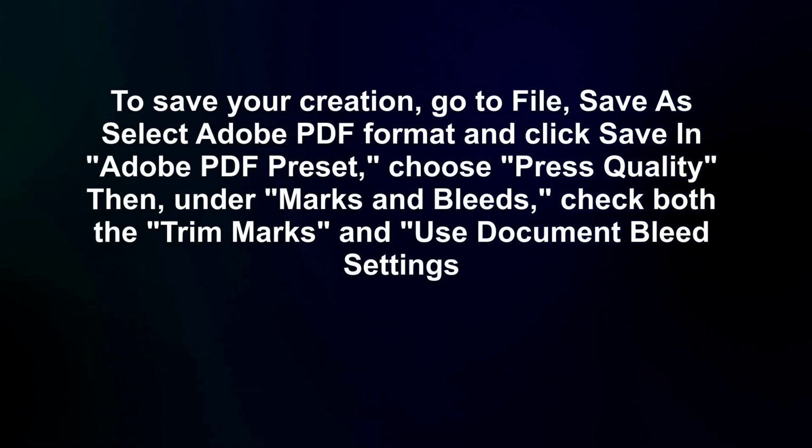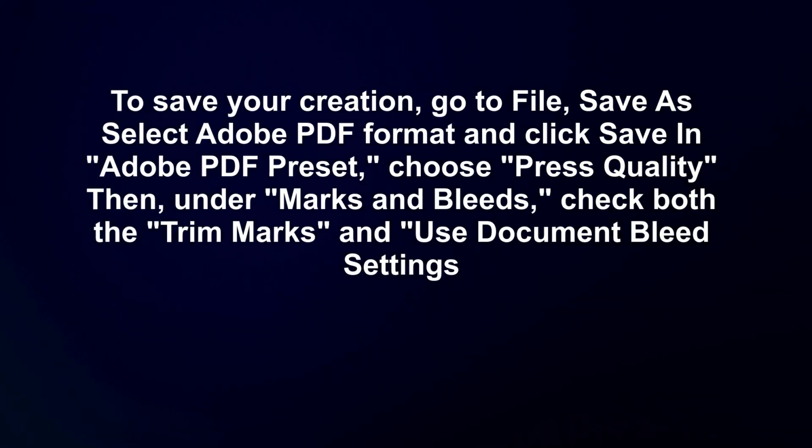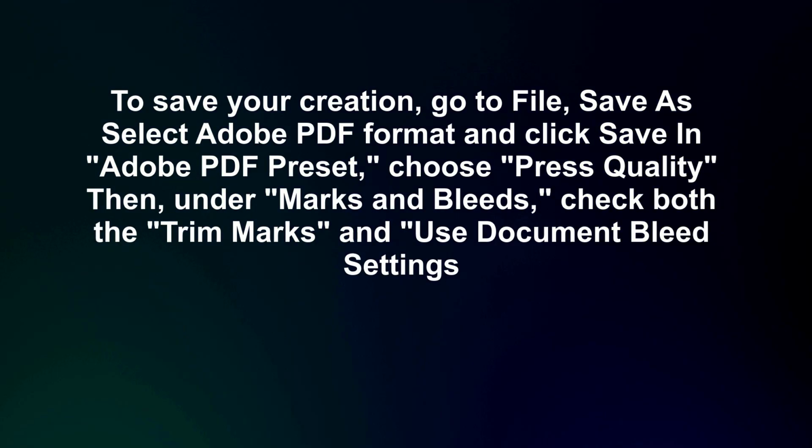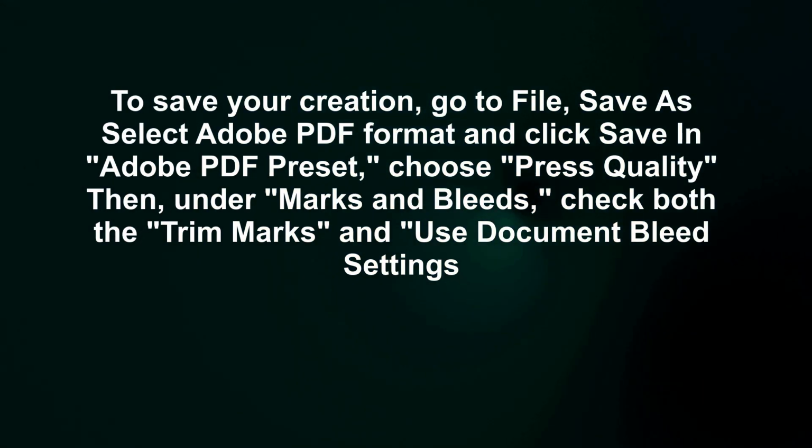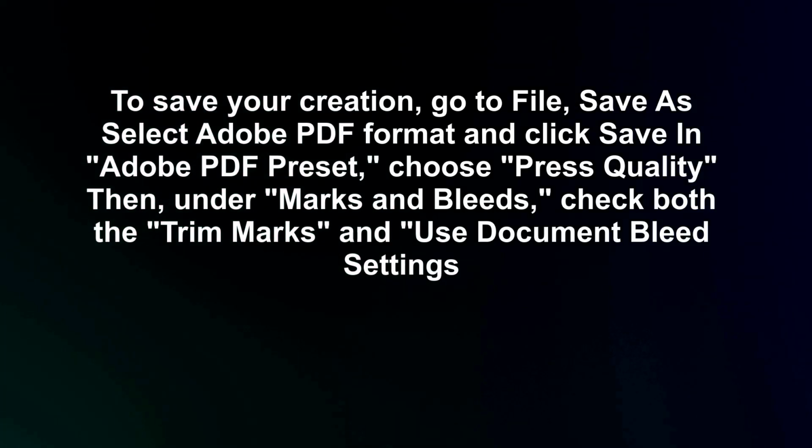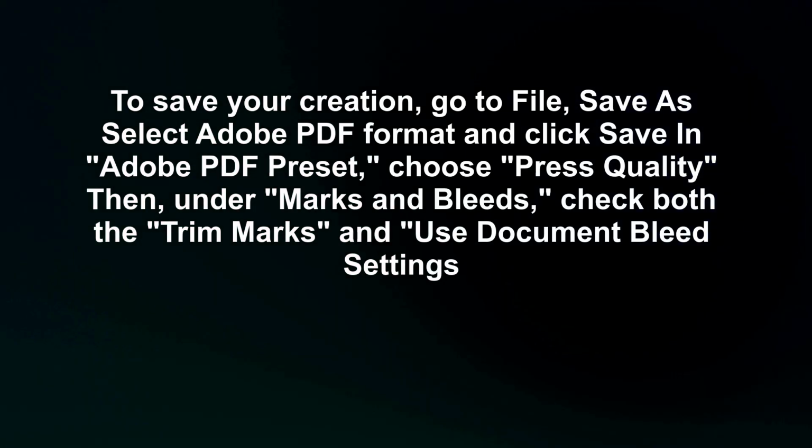To save your creation, go to File, Save As, select Adobe PDF format and click Save. In Adobe PDF preset, choose Press Quality. Then, under Marks and Bleeds, check both the trim marks and use document bleed settings.